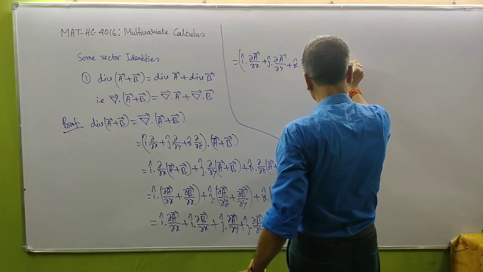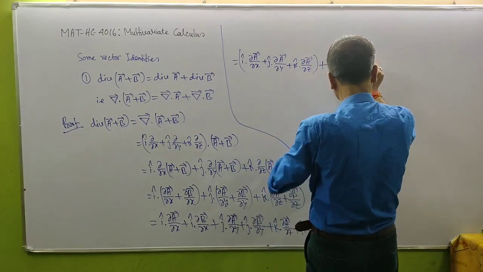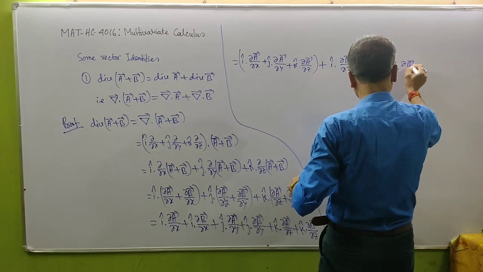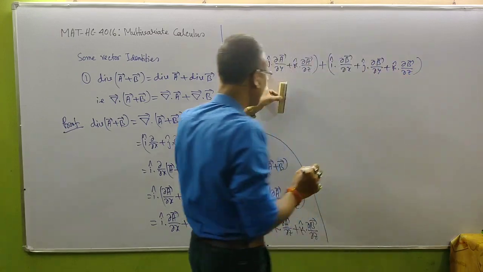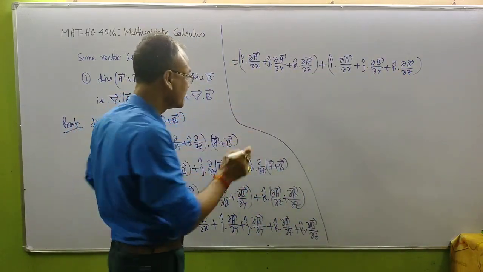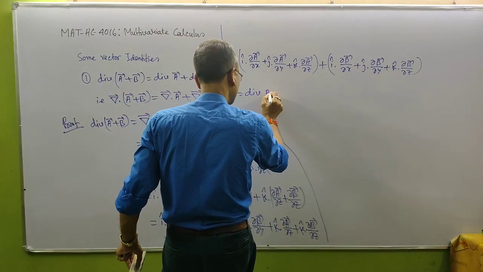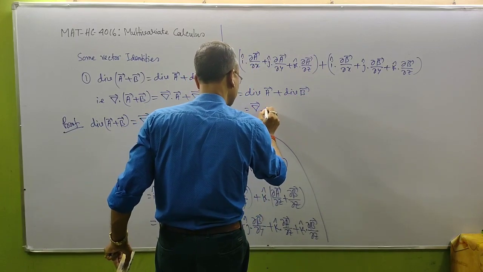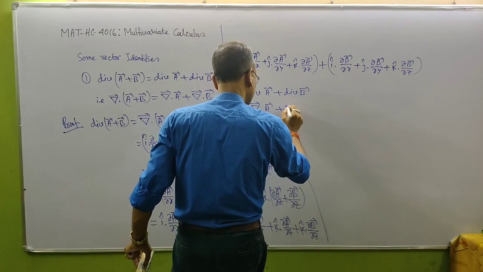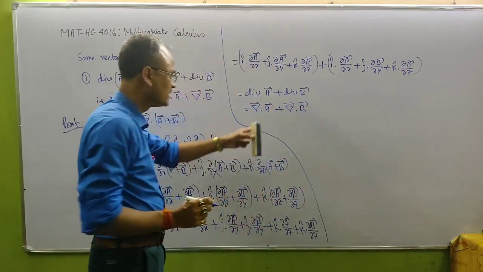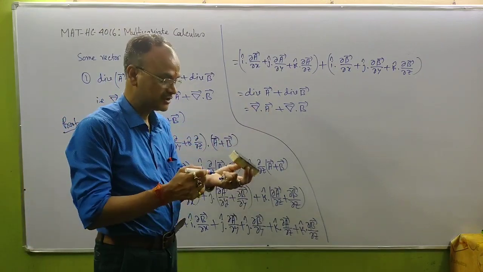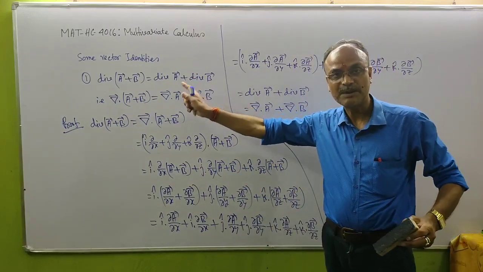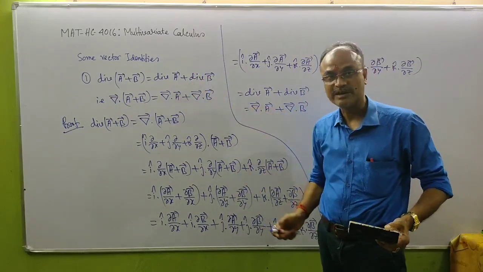Plus i cap dot delta B by delta x plus j cap dot delta B by delta y plus k cap dot delta B by delta z. By definition, this is the divergence of A vector plus the divergence of B, or you may write it as nabla dot A vector plus nabla dot B vector. Therefore, we have proved number one: divergence of A plus B equals divergence A plus divergence B.